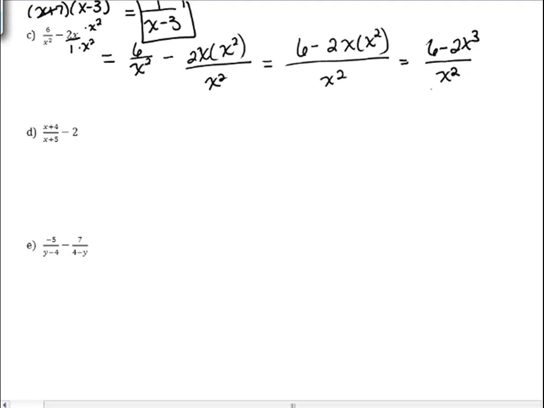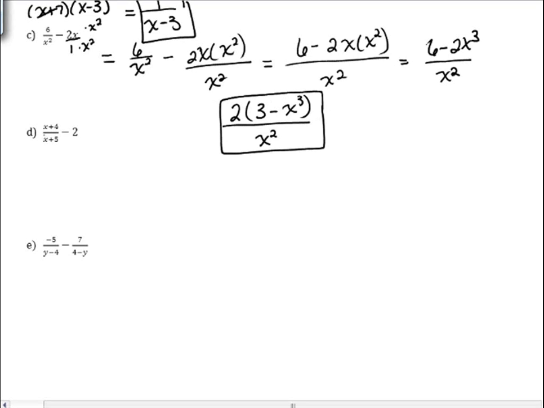Again, it's a good thing to get into the habit of factoring the numerator to check and see if you can cancel anything. We can factor a 2 out of this. 2 times the quantity 3 minus x³. And this is over x². And there isn't anything that we can cancel here, and so we're done. Remember, you can't cancel the x's because of this subtraction.